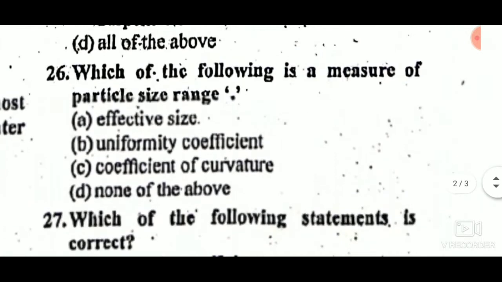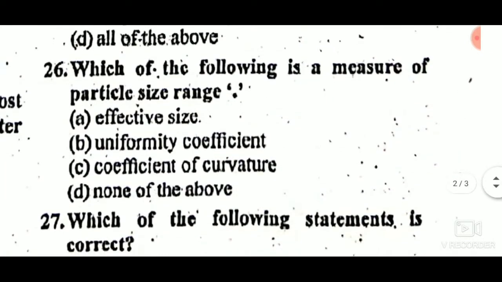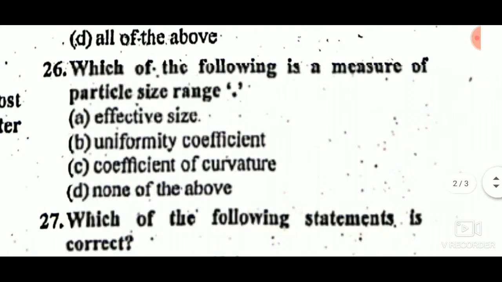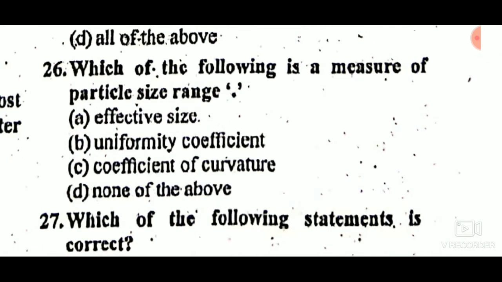Next question. Which of the following is a measure of particle size range? Here option B is correct. Uniformity coefficient is the measure of particle size range.